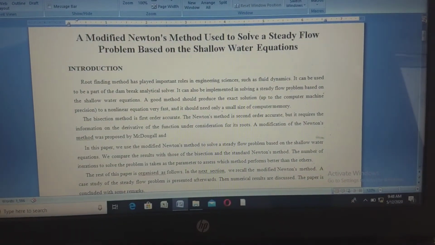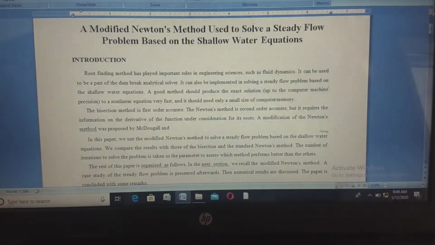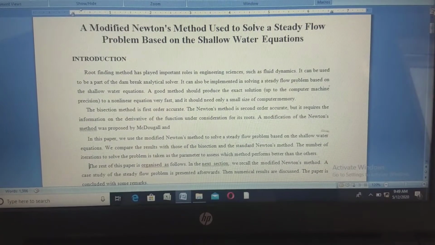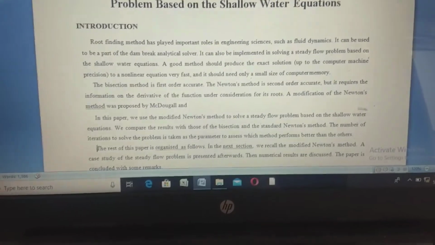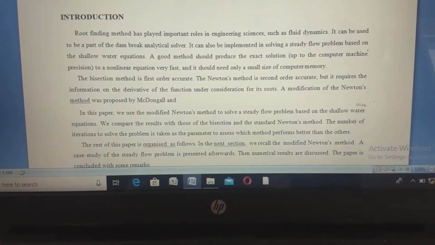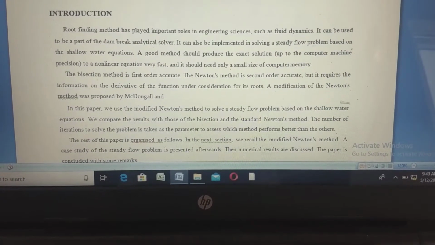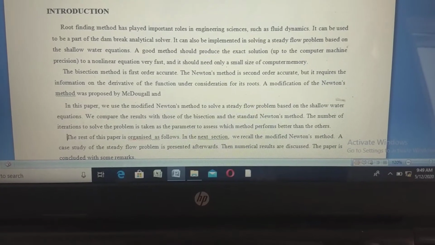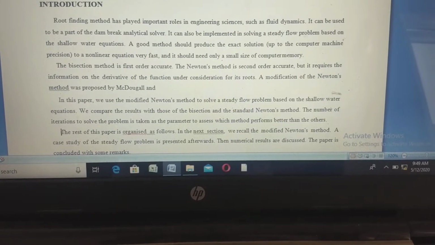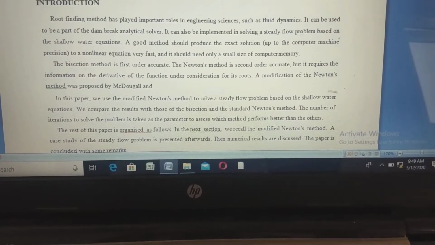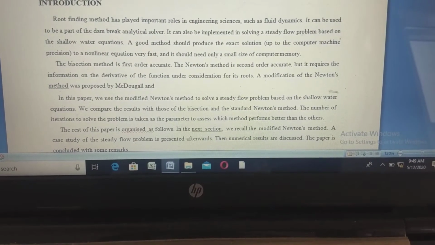Good morning. Today we are going to see the case study on a modified Newton's method used to solve a steady flow problem based on the shallow water equations. Introduction. Root finding methods have played important roles in engineering sciences such as fluid dynamics. It can be used as a part of the dam break analytical solver. It can also be implemented in solving a steady flow problem based on the shallow water equations.